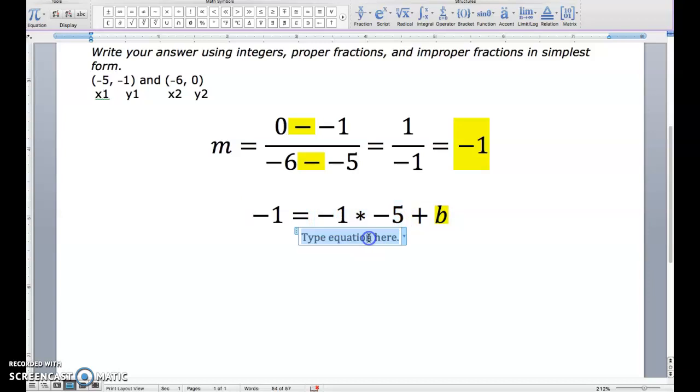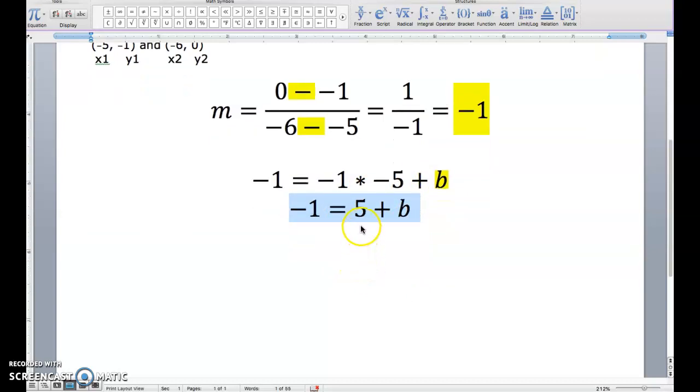-1 times -5 is, a negative times a negative is a positive. So -1 times -5 is 5. Okay. Bring down plus b. Bring down the equal sign. Bring down -1. There. Okay. It's an equation, so I want to get the variable on one side and the numbers on the other. So I don't want 5 and b to be on the same side. I need to get rid of 5. So I need to undo +5. That means I need to subtract 5 on both sides of the equation.